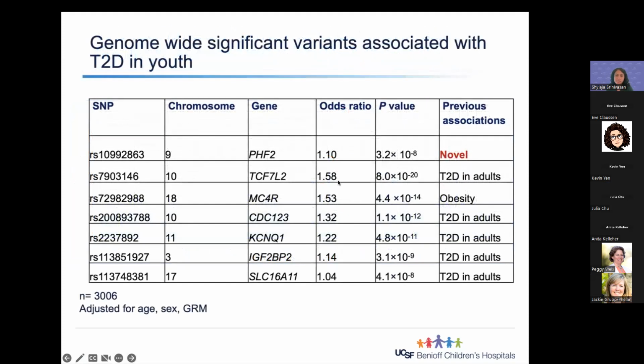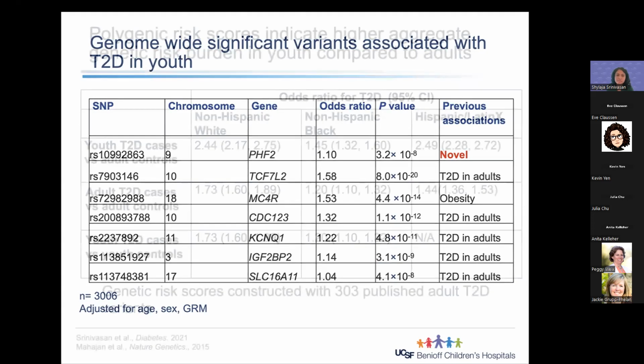And here they are listed. We identified a novel variant in the gene PHF2 that had not been identified before in adults, as well as variants that have already been associated with adults. TCF7L2 is a very well-known type 2 diabetes locus. MC4R, again, is an obesity locus. And then all the remaining variants were also previously identified in adults.